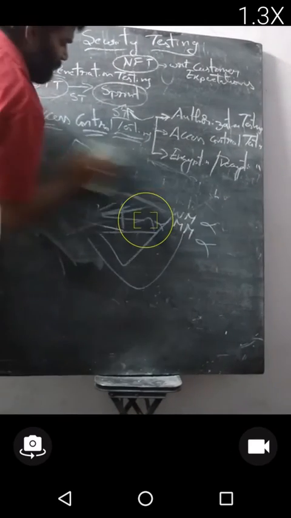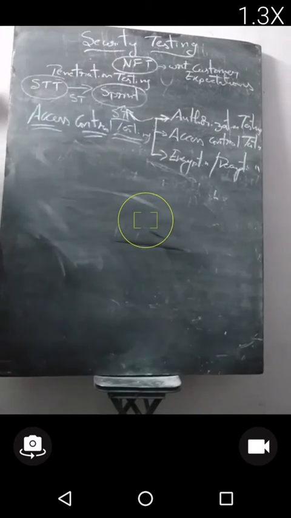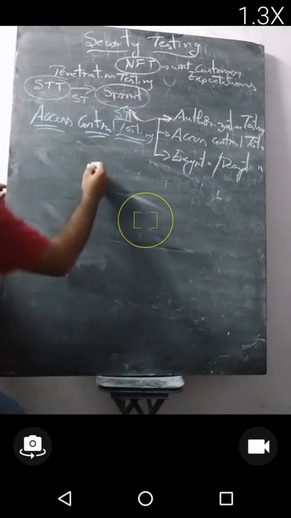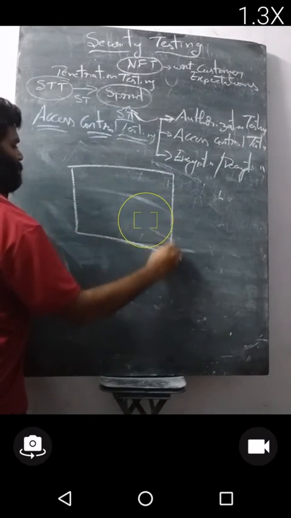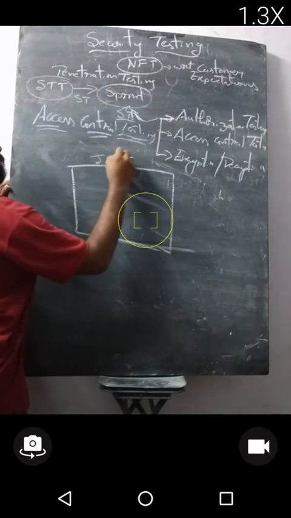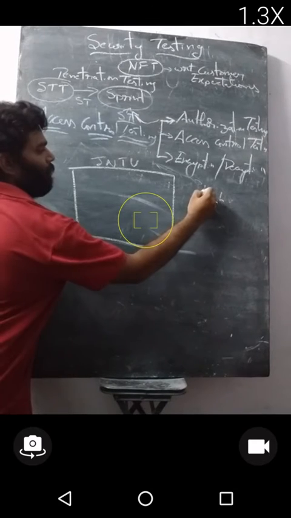Now come to the website. See, this is the website. Let us assume this is the J2 website. Who can access this J2 website? Students.